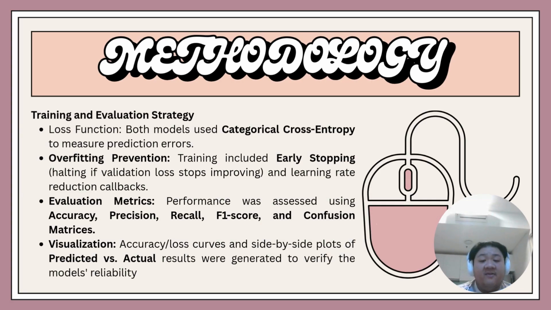Lastly is the training and evaluation strategy. First is the loss function. Both models use categorical cross entropy to measure prediction errors. Next is overfitting prevention, where training included early stopping, halting if validation loss stops improving, and learning rate reduction callbacks. The next is evaluation metrics, where performance was assessed using accuracy, precision, recall, F1 score, and confusion matrix. And lastly, visualizations, where accuracy and loss curves and a side-by-side plot of predicted versus actual results were generated to verify the model's reliability.